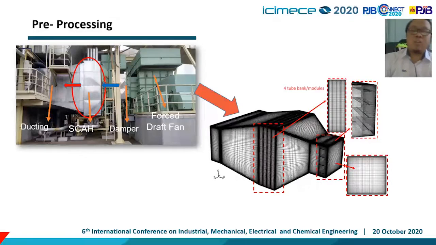This is the result of the pre-processing step. So like I said, there are four bundles of tube in this heat exchanger. I just draw it with four simple boxes instead of drawing the tubes one by one, which takes a long time to draw. So I just draw it in four simple boxes, and I will define it as a porous medium.